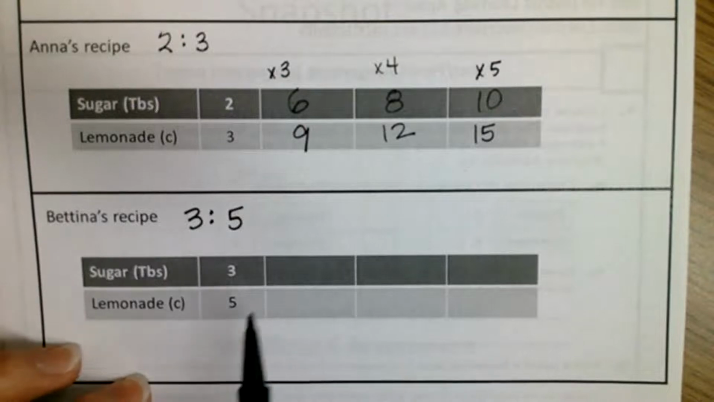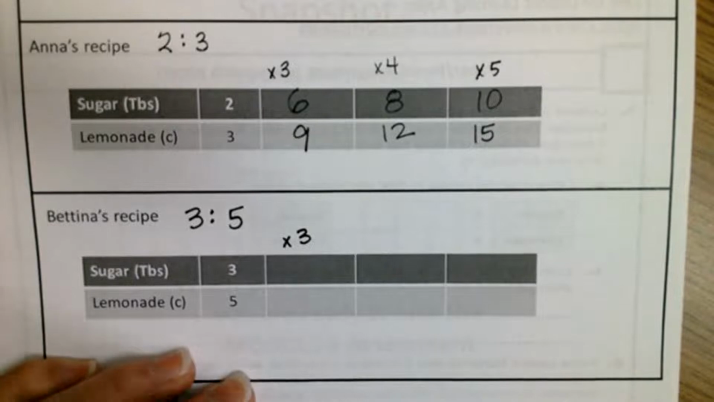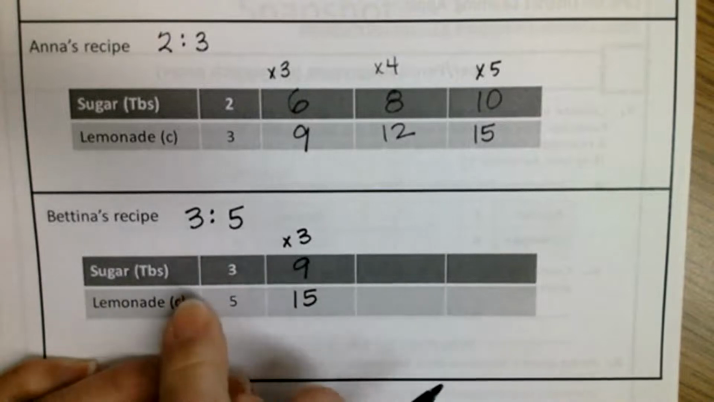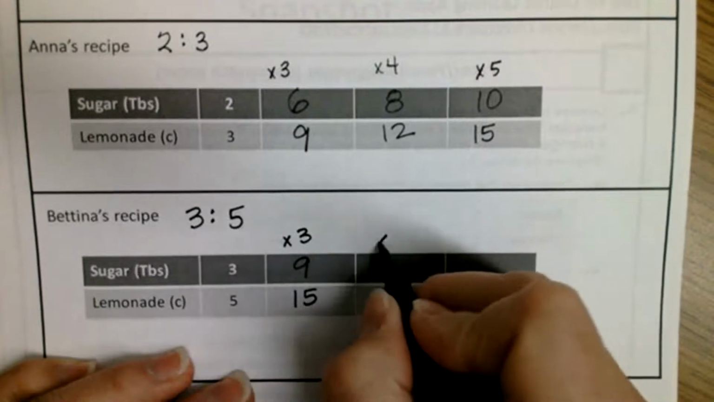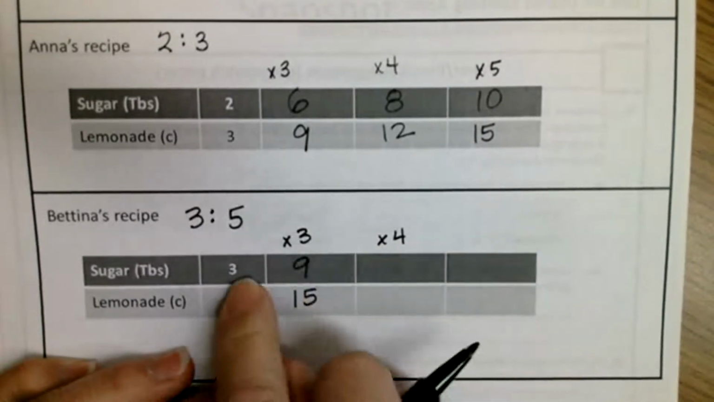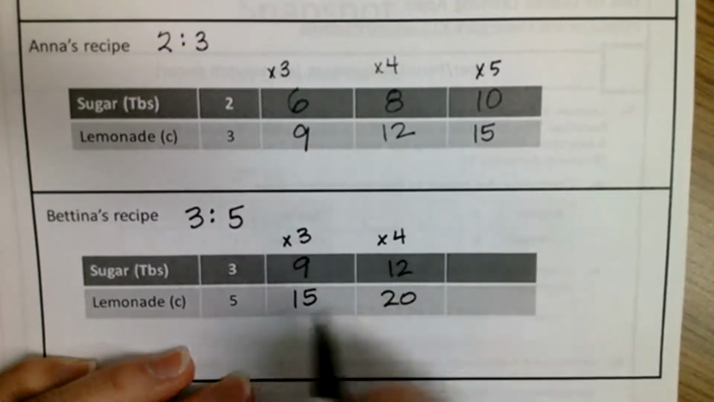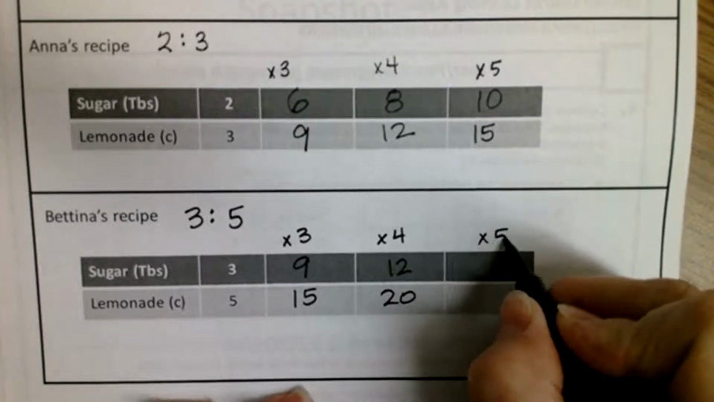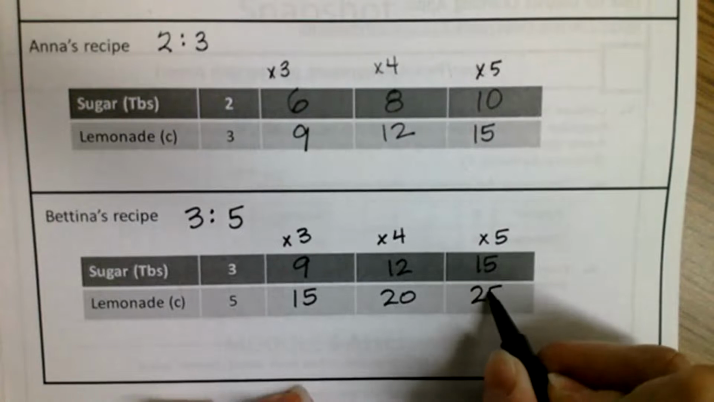And we can do the same with Bettina's, right? We can multiply this times 3. And we get 3 times 3 is 9. 3 times 5 is 15. So in Bettina's recipe, if you have 9 tablespoons of sugar and 15 cups of lemonade, you can multiply this times 4. 4 times 3 is 12. 4 times 5 is 20. Again, these are the same ratios, the same amount of sugar compared to lemonade. And if we multiply by 5, we get 5 times 3 is 15, and 5 times 5 is 25.